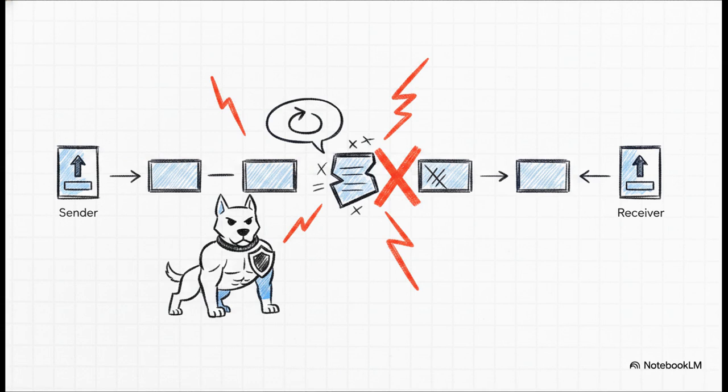Our third function is error control. Real-world environmental noise, like electromagnetic interference, can seriously scramble your data on the physical wire. Error control is basically the network's guard dog. It detects if bits have been corrupted or duplicated during transmission, and it takes immediate action to correct it, usually by just dropping that bad frame and demanding a fresh copy.